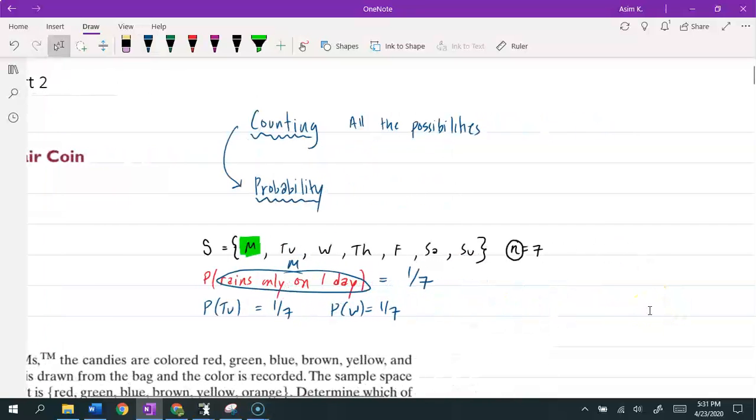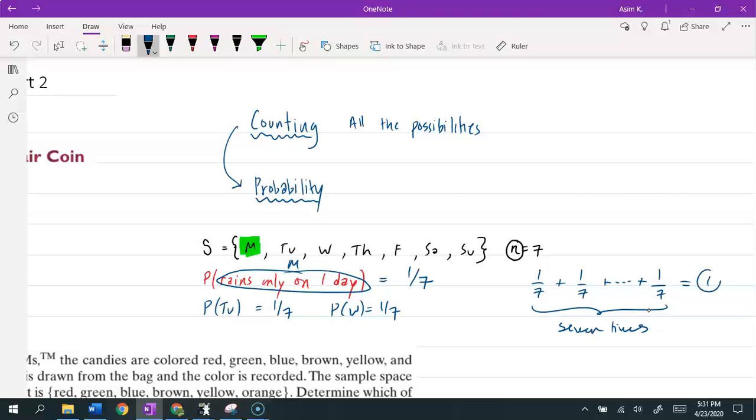And if you add up all the probabilities, the 1 out of 7 plus the 1 out of 7, and you do this how many times? You're going to be like, well, I have to do this 7 times, right? You do this 7 times, and you're going to end up with the answer 1. So you always have the same value. It's always going to add up to 1. The probability is always going to add up to 1, all right?